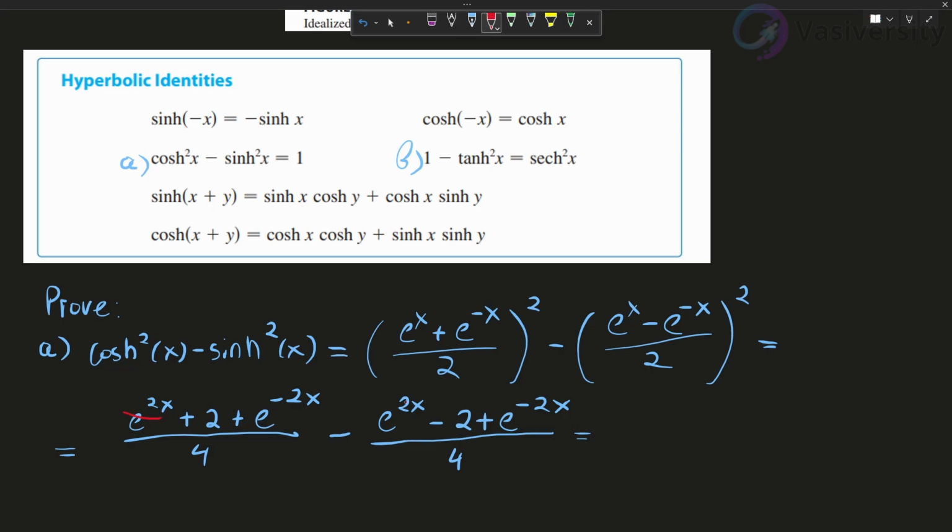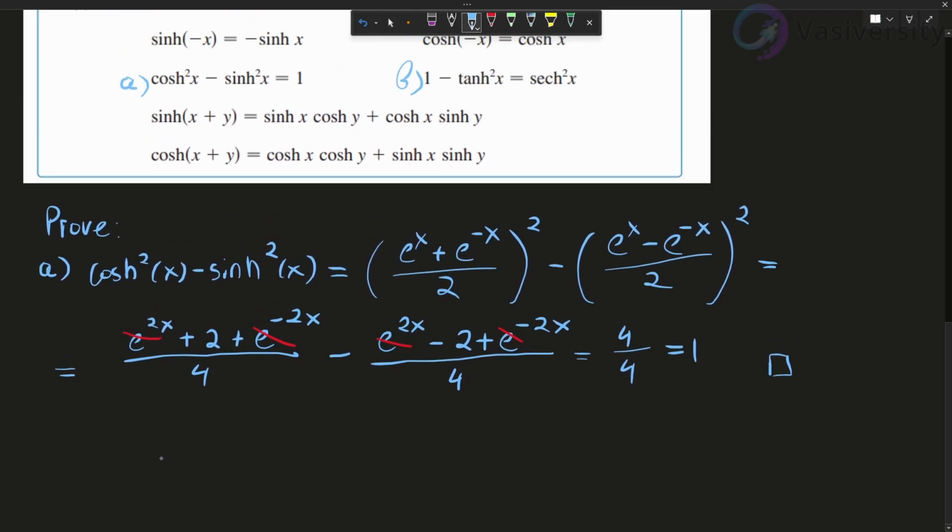So, e to the negative 2x, e to the negative 2x. So we're going to be left with 4 over 4, which is equal to 1. So perfect, the first identity is proved. Now the second identity should be pretty straightforward to prove.